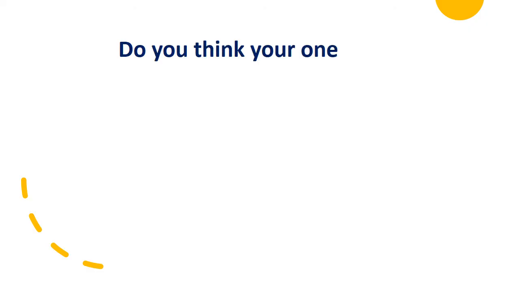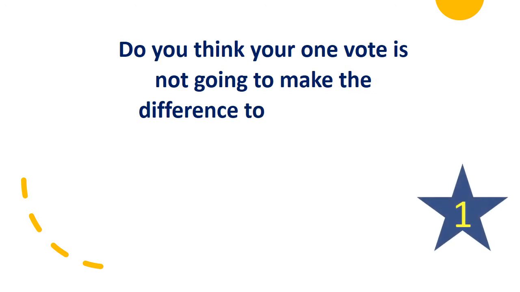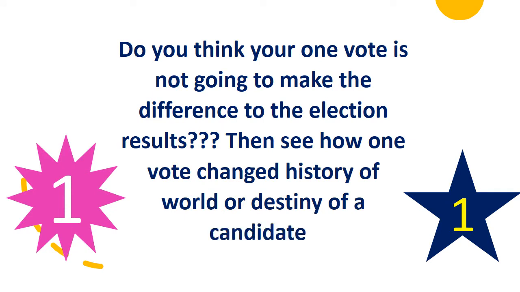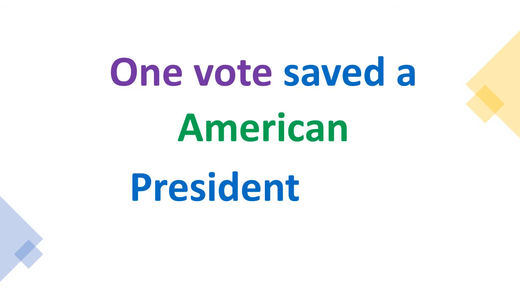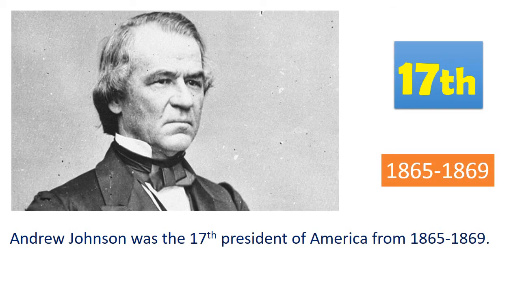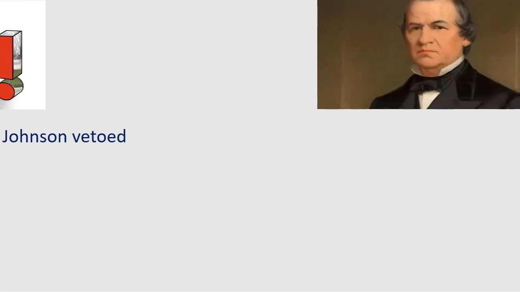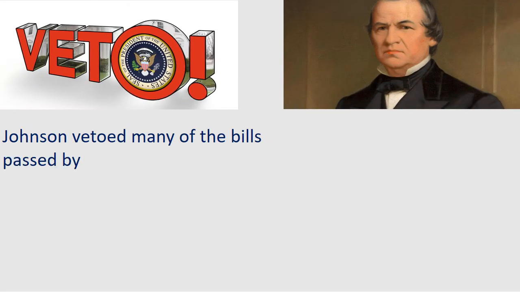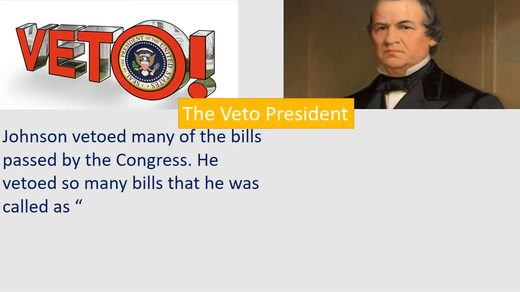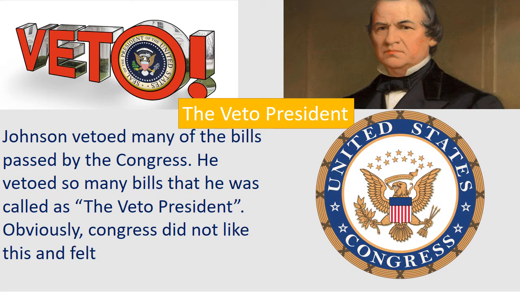Do you think your one vote is not going to make a difference to the election results? Then see how one vote changed the history of the world or the destiny of a candidate. One vote saved a US president from impeachment. Andrew Johnson was the 17th President of America from 1865 to 1869. Johnson vetoed many of the bills passed by the Congress. He vetoed so many bills that he started being called the veto president. Obviously the Congress did not like this and felt that Johnson was misusing his powers.